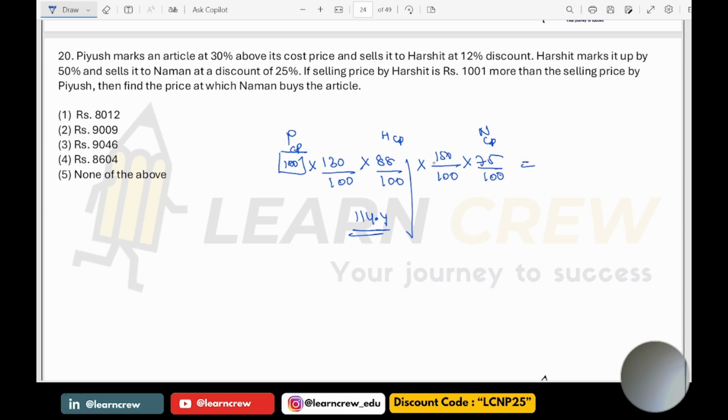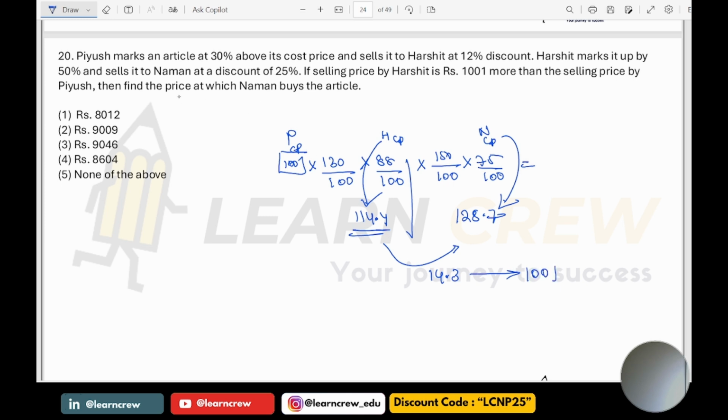So what is the selling price of Harshit then? The selling price of Harshit would be on this again 50% more and then 75%. It will be 1.287, which means 128.7. This value is 128.7. This value is 114.4. What is the difference between these two? The difference between these two is 14.3. This 14.3 is given as 1001.